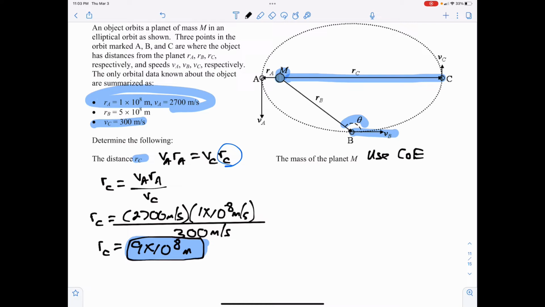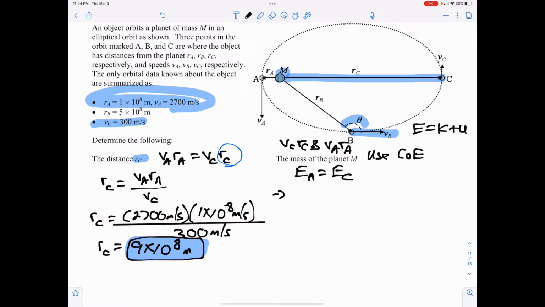But here's what we do know. We know VC, RC, and we know VA and RA. So what we could do is set the total energy at A, for instance, equal to the total energy at C. Now, recall, guys, that total energy is kinetic plus potential, okay?